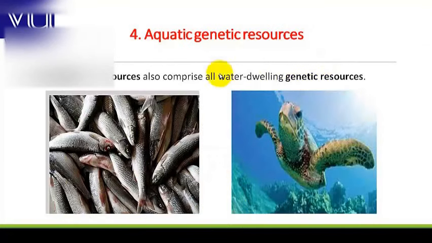The fourth type is aquatic genetic resources. These resources include all genetic resources living in water. By that we understand fish, different marine mammals, aquatic plants and all other aquatic organisms. All these aquatic genetic resources have many nutritional values.